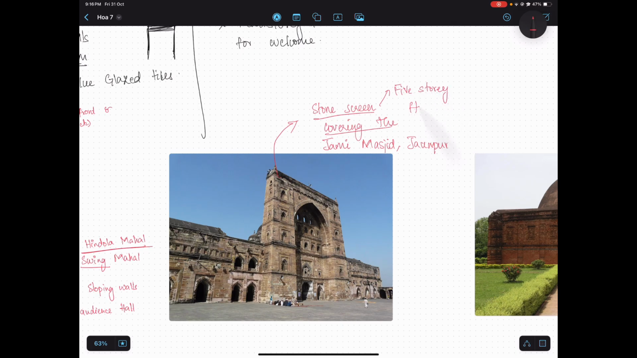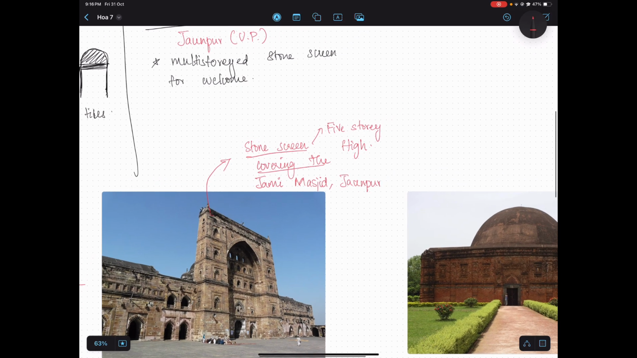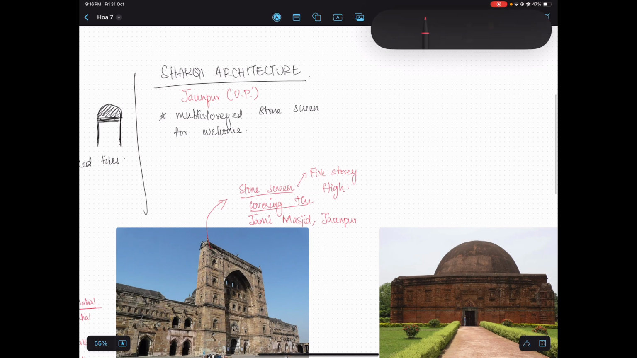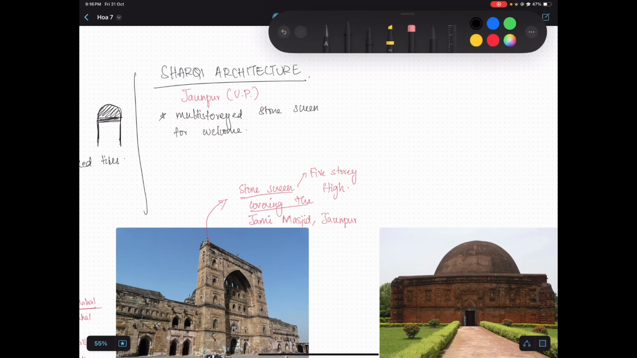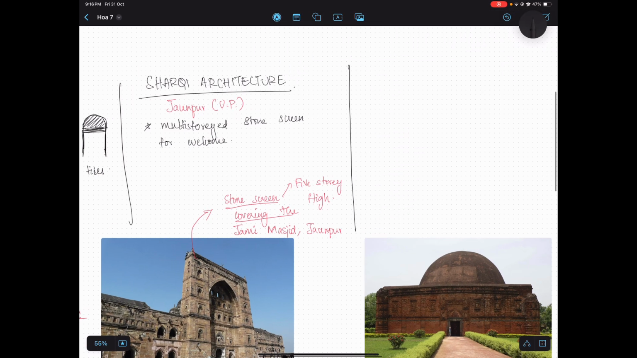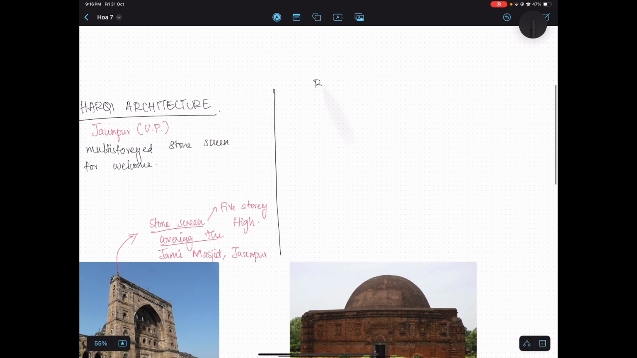It is five stories high, so high that it even covers the dome of the masjid. That is very famous in Sharqi architecture, and is famously found in the region of Jaunpur, Uttar Pradesh.